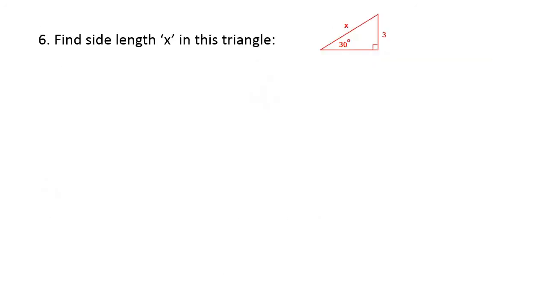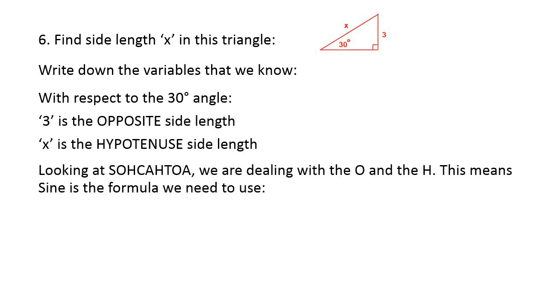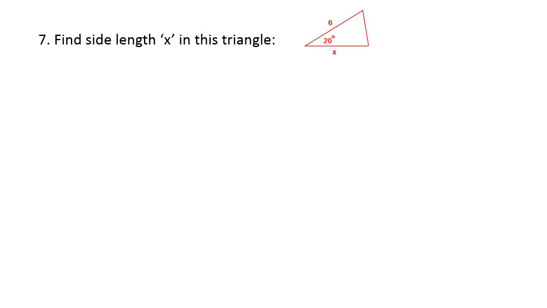Find side length x in this triangle. Write down the variables that we know. Relative to the 30 degrees, 3 is the opposite side length, x is the hypotenuse side length. So we're dealing with the O and the H. And now what are O and H next to? They're next to the S there. What was S again? That's the sine. So you use that formula. And again, solve for x as review. If you don't remember how, see example 2 of this lesson. And I've given you the answer there.